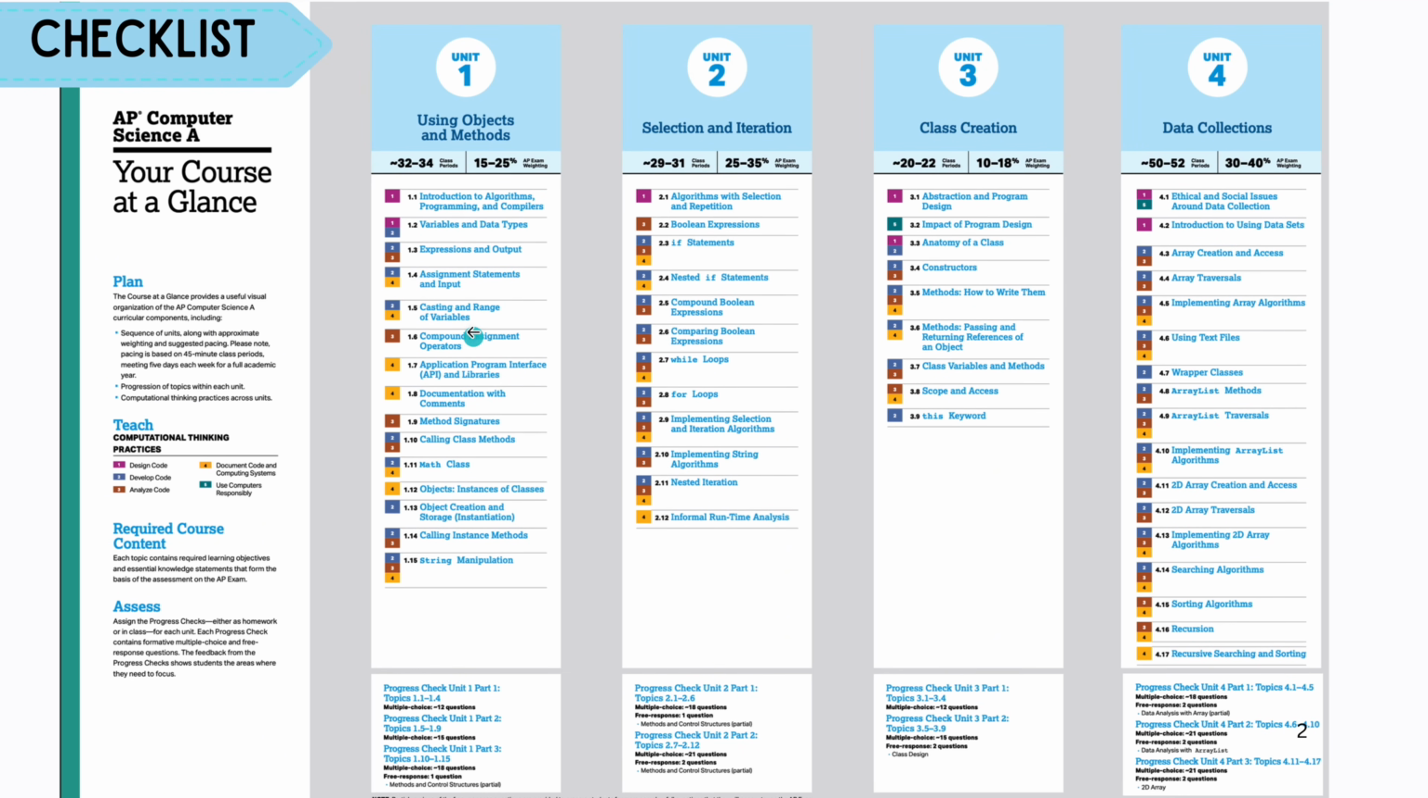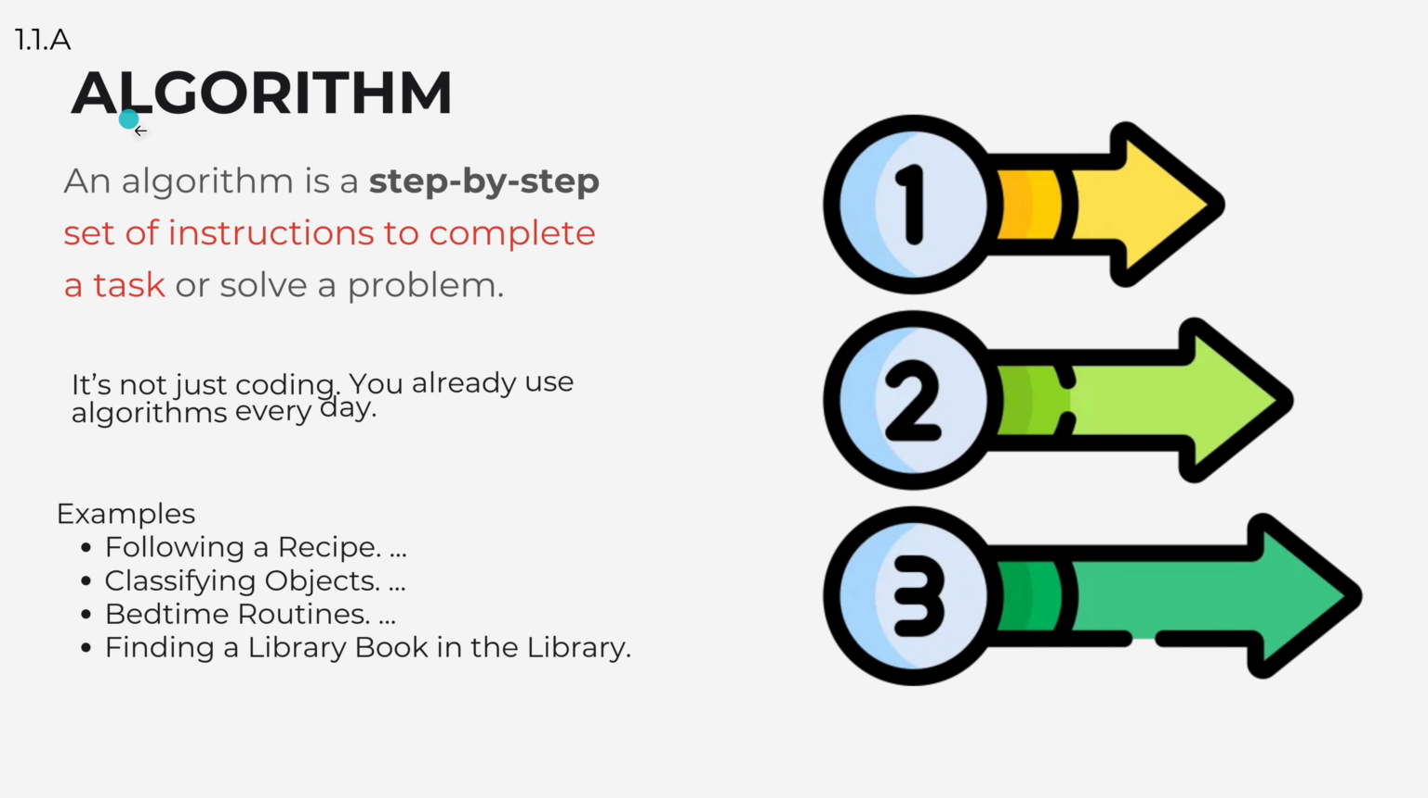In today's video, we're going to be checking out Unit 1 of AP CSA, that is using objects and methods. So let's start. An algorithm is a step-by-step set of instructions used to complete a task or solve a problem. It's not just coding, you use it in your everyday life like bedtime routines and many things like that.